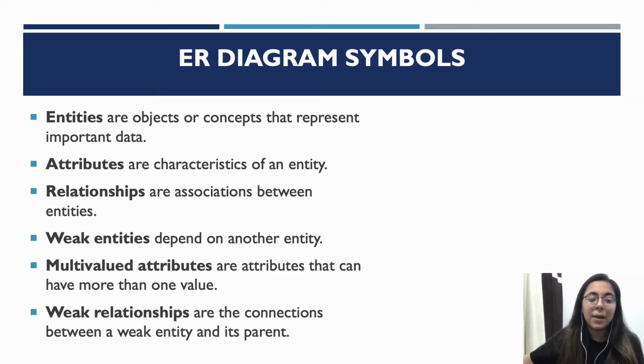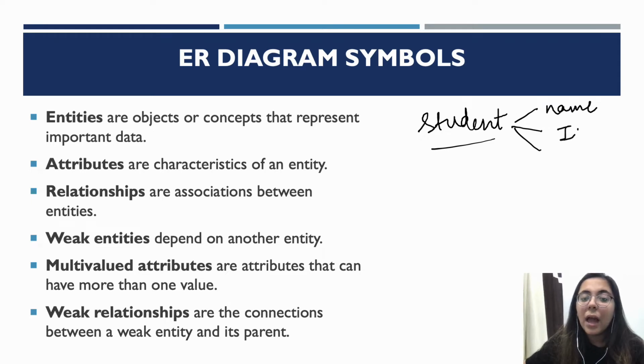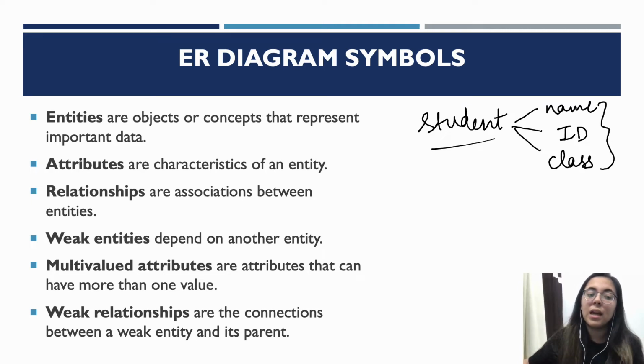Let us take an example and say that we have an entity called student. Then this entity would definitely have some characteristics such as name, ID, and let's say class. All these characteristics that define an entity are called attributes. The relationships are the associations between entities.